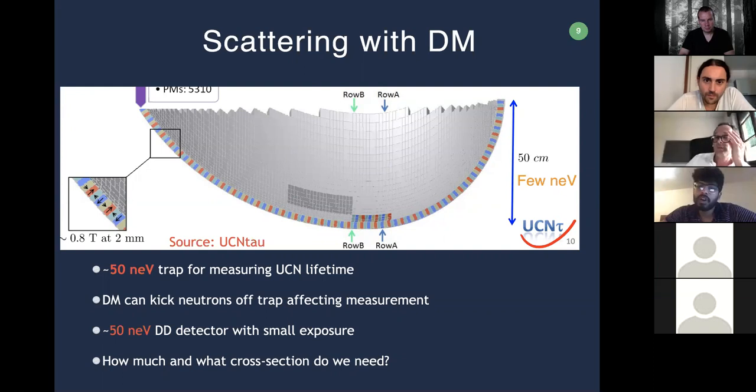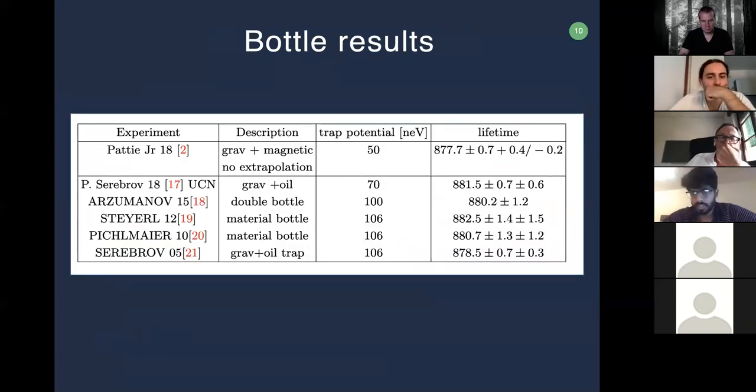So you can ask, how much and what cross section do we need to explain the discrepancy between bottle and beam? Here are a bunch of different bottle results. I will mainly concentrate on the top row, which does no extrapolation, whereas the rest use some versions of a material bottle, and there can be neutron loss in the material. So they extrapolate between finite volumes and infinite volume to get the lifetime. You see that the cleanest of them, which is the top row, also predicts the smallest lifetime among all these things. It's actually 877.7 seconds, whereas the beam result, to put it in perspective, is 888 seconds.